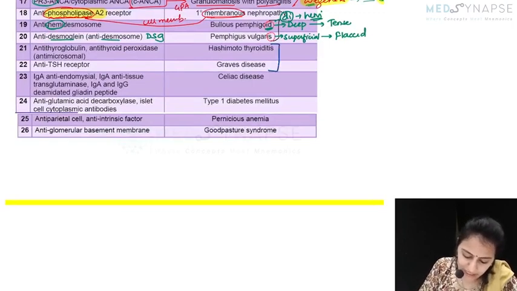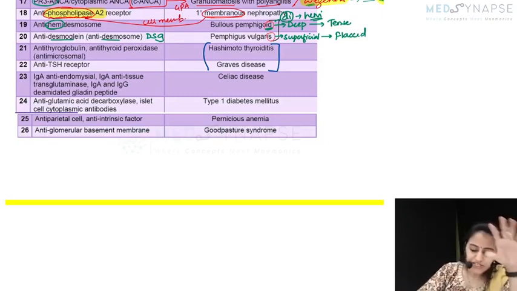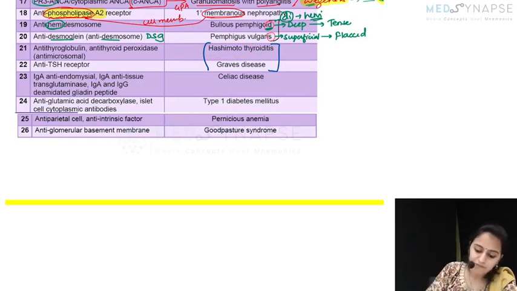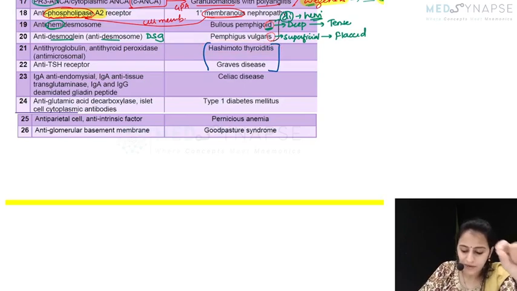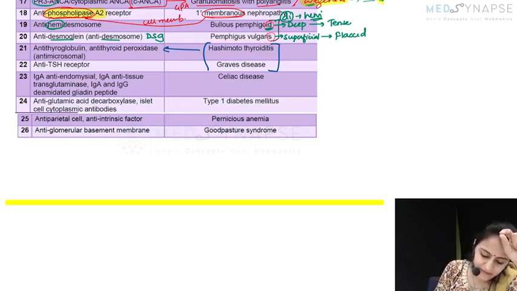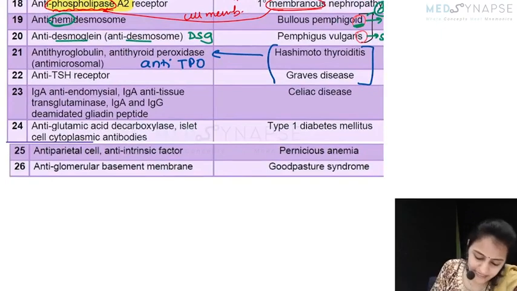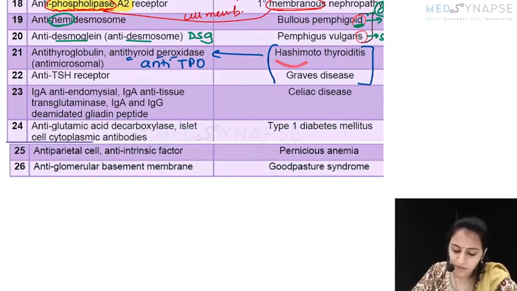Coming to thyroid, Hashimoto's and Graves. Which antibody is found here? Hashimoto's, if you have had any relatives with hypothyroidism, this is a very, very common cause of hypothyroidism that we see. And the most common antibody that you will see positive here is anti-TPO, thyroid peroxidase. Anti-TPO antibodies. So if anyone has hypothyroidism, you test for these anti-TPO antibodies.